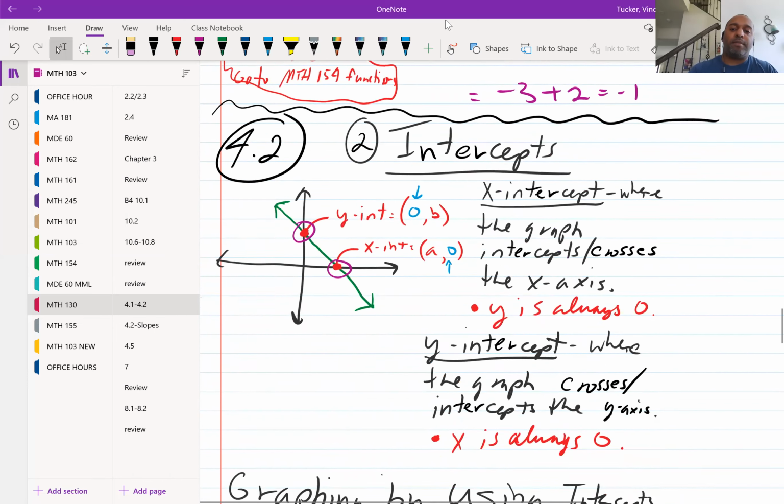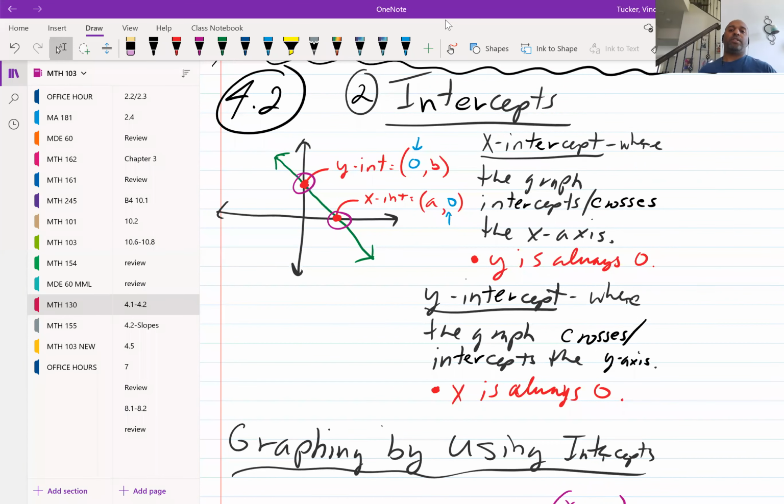All right, here's that second method: using our intercepts. Your x-intercept, and that is stepping into 4-2 as well. We're not even going to try to finish 4-2, but I did want to go ahead and talk about intercepts. Your x-intercept is where the graph intercepts across the x-axis. Your y-intercept is where the graph intercepts across the y-axis. There's a characteristic that holds true for all x-intercepts, and that is y is always equal to zero. And what always holds true for all y-intercepts is that x is always equal to zero.